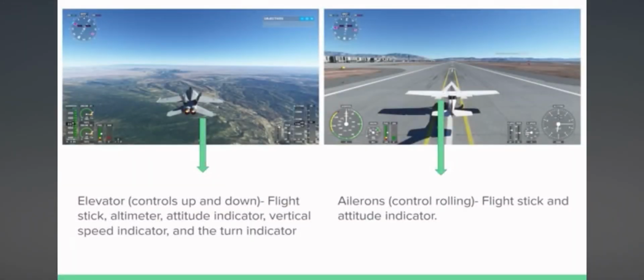Now I'll point out the parts of the plane and list off instruments that control these parts. The elevator of the plane is what controls the up and down movements, and it's controlled by the flight stick and is measured by things like the altimeter, attitude indicator, vertical speed indicator, and the turn indicator in aircraft like jets, where you must roll to turn. The ailerons in a plane are what control the rolls and turns. These are controlled by the flight stick and are measured by the attitude indicator.